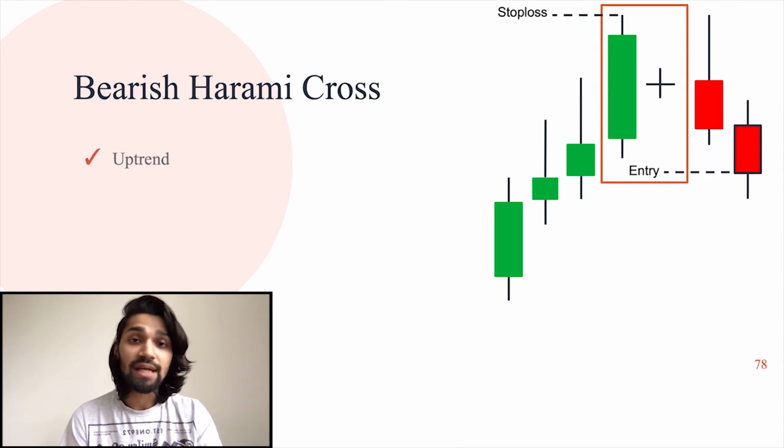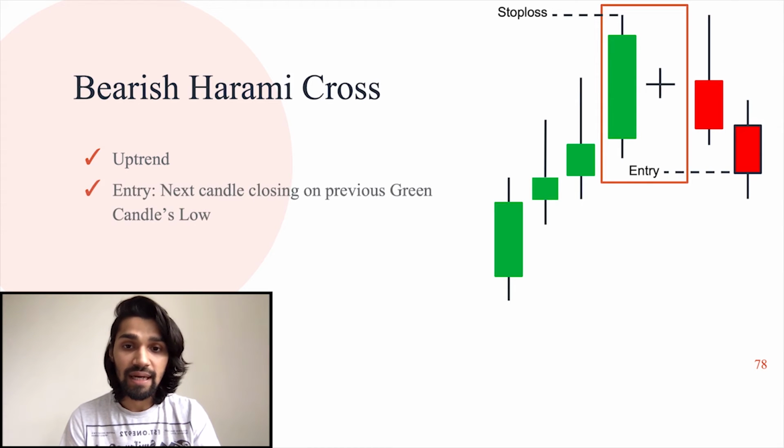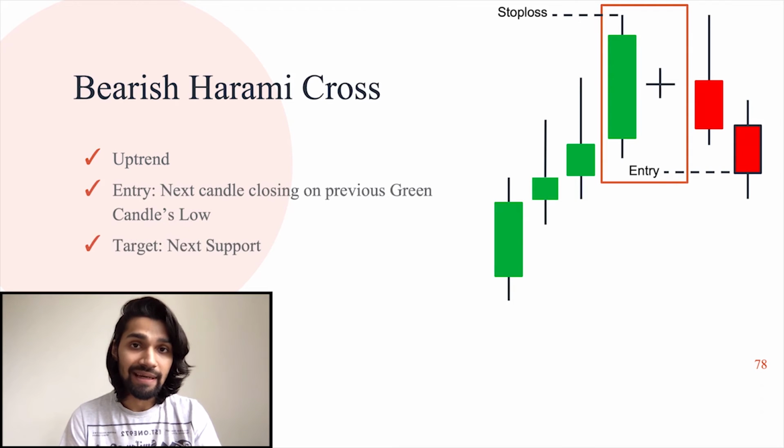Next, the entry: you take an entry when a red candle closes below the low of the green candle. The target would be your next support, and your stop loss would be the green candle's high.